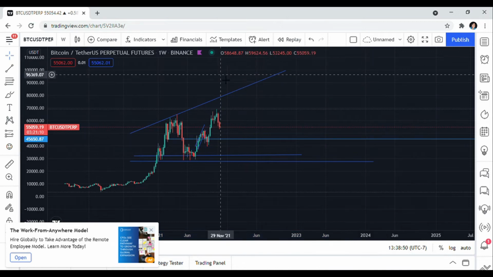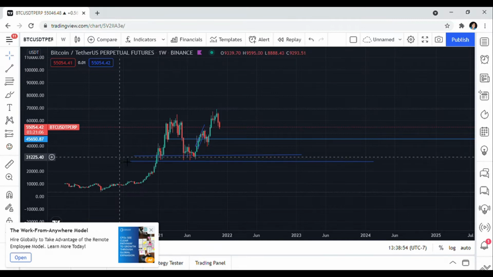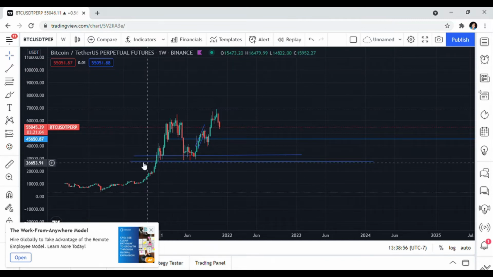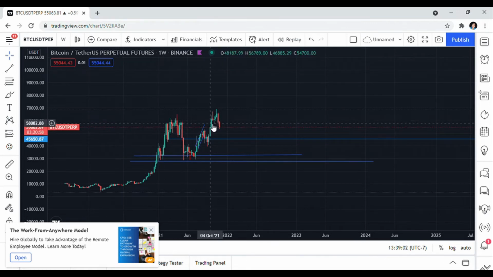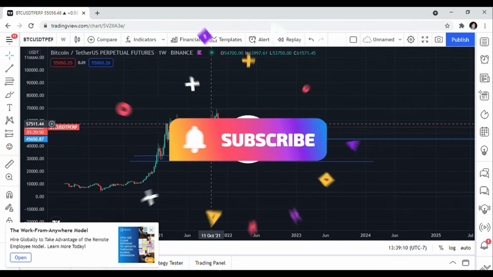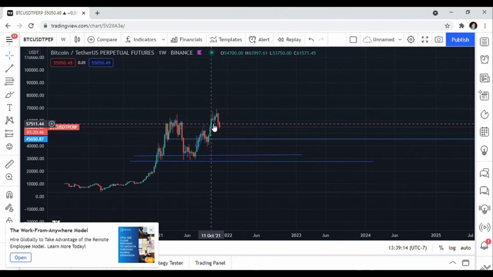I already have these two lines drawn, so you can just look. So this is horizontal support and resistance. This bottom part here would be the support, and then the top here would be the resistance. You understand? Being able to identify horizontal support and resistance lines is usually pretty easy.